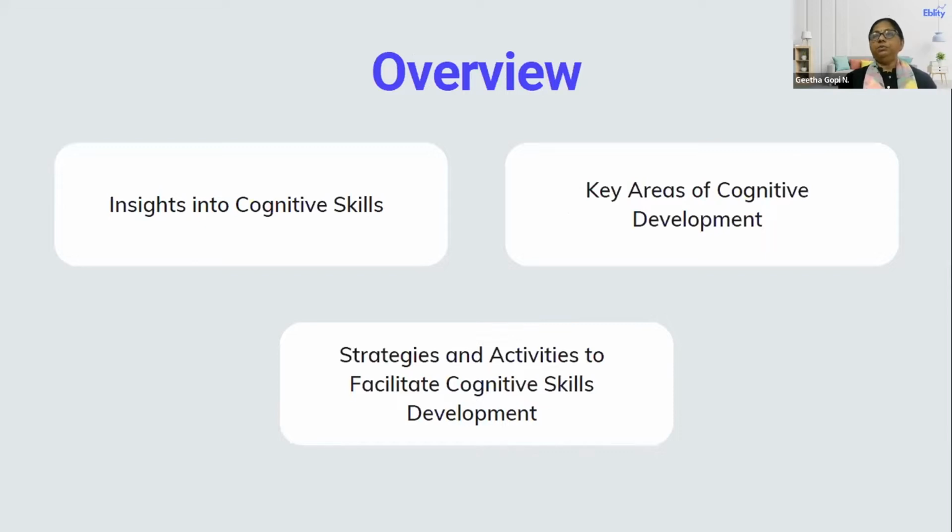And to start with, we have delved into cognitive skills. So today's overview would be what are cognitive skills and what are the different areas in which cognitive skills develop. And then what are the challenges children with special needs face with regard to cognitive skills. And then strategies and activities which facilitate cognitive skill development and how it impacts learning in schools and in academic performances.